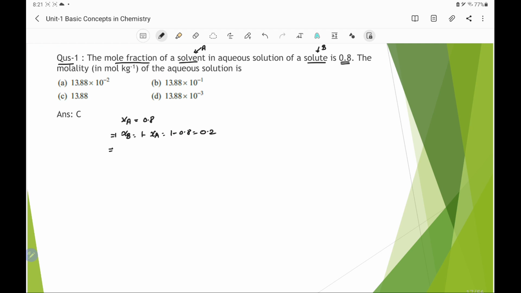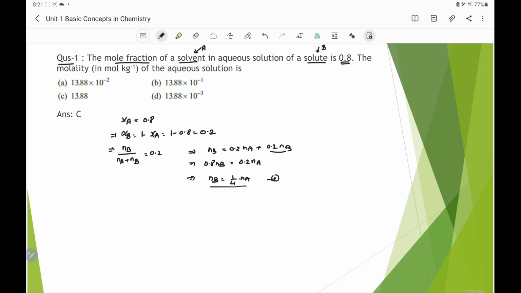And mole fraction is defined as the number of moles of the solute divided by the number of moles of solvent plus the number of moles of the solute, and it is equal to 0.2. Taking the cross product, it will give Nb equal to 0.2 Na plus 0.2 Nb, or if we bring this to the left-hand side, 0.8 Nb equals 0.2 of Na. This means Nb, the number of moles of the solute, is 1 by 4 into Na. This is the first equation.